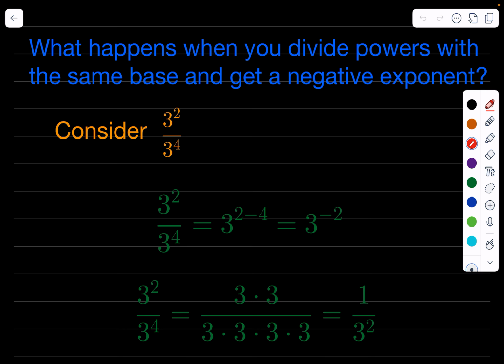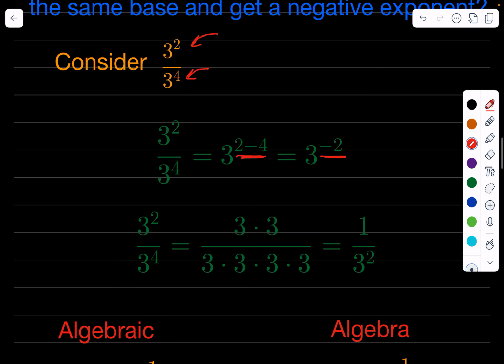what happens when you divide powers with the same base and we get a negative exponent? So we've got a 2 here and a 4 here. Based on our rules, we're going to subtract and we get a negative 2. So let's work this out long ways so that when we get down to our property in a second, it'll make more sense.